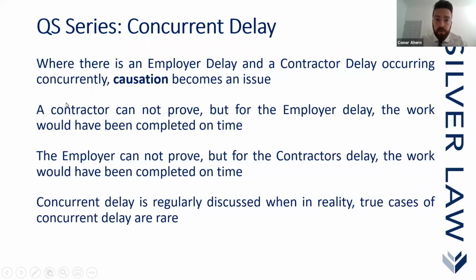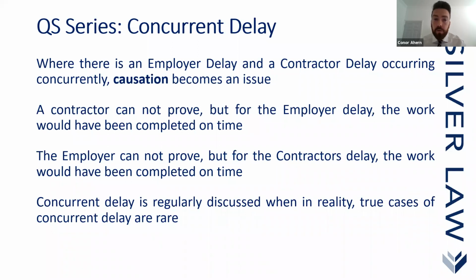Where there is an employer delay and a contractor delay, causation becomes an issue, because the problem is that a contractor cannot prove that but for the employer delay the work would have been completed on time. He cannot prove that as a matter of fact, because it almost becomes hypothetical, really, that he's saying that but for the employer delay the work would have been completed on time. And conversely, the employer cannot prove either that but for the contractor's delay the work would not have been completed on time either. So you can see the issue.